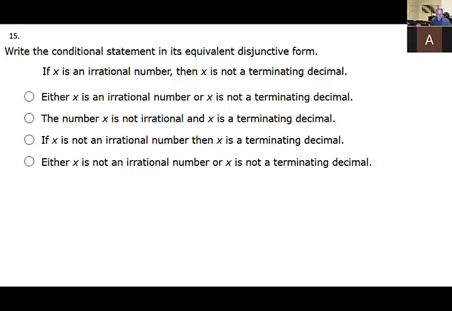Number 15. Yeah. Okay. Does that look like the problem you want? Yeah. Okay, it says write the conditional statement in its equivalent disjunctive form.